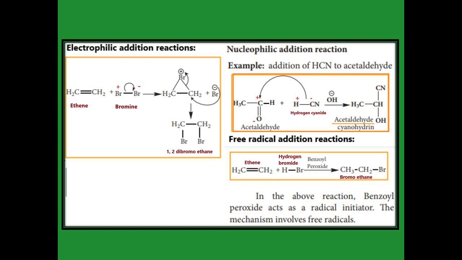Ethene is added with bromine. One bromine is positive and the other bromine is negative. First of all, the positive bromine is attracted by the pi electrons, so we get a compound like CH2Br+ and CH2, in a triangular form. And the Br minus, the other bromine, is attracted by one of the carbons, and the single bond between the CH2 and Br plus goes to Br plus.